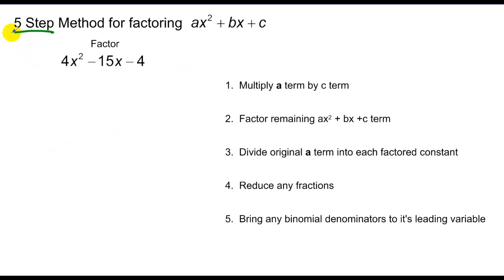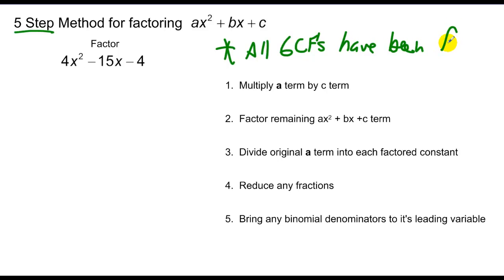What I do is something called a 5-step method. If you've learned another way from another teacher that you like better, go ahead and do it. I'm going to show you this way. So the key to this is, first of all, make sure all GCFs, and we'll talk about that later too, have been factored. So you have to make sure there's no common factors to begin with. So we're going to multiply our a term by our c term in our first step. I get x squared minus 15x minus 16.